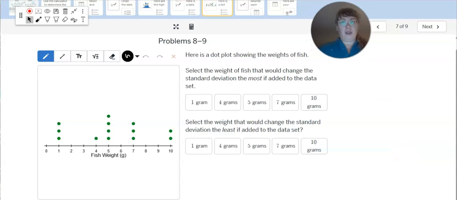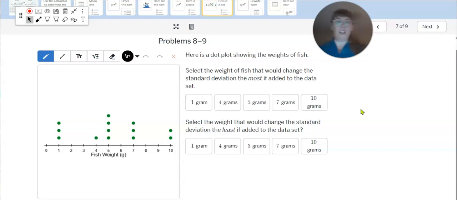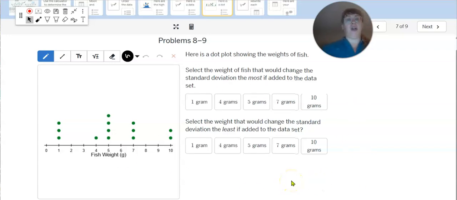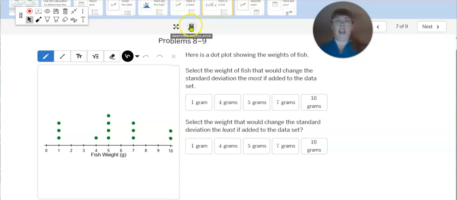Here's a dot plot showing the weights of fish. Select the weight of fish that would change the standard deviation the most if I added it to the data set, and select the weight that would change it the least if I added it to the data set. So I want you to try this one out on your own. Feel free to use the calculator and figure out what the standard deviation is, right?